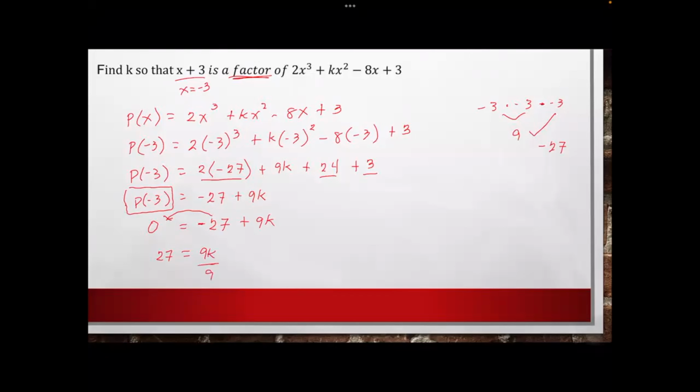Divide both sides by 9. So, magkakaroon tayo ng cancel out. So, your k is equal to 27 over 9. So, therefore, the value of your k is equal to, yes, Juncel. 3 po. Okay, so 3. That's the value of the k, which is equal to 3. Question, clarification before we go to the next example? Okay naman, nasundan.